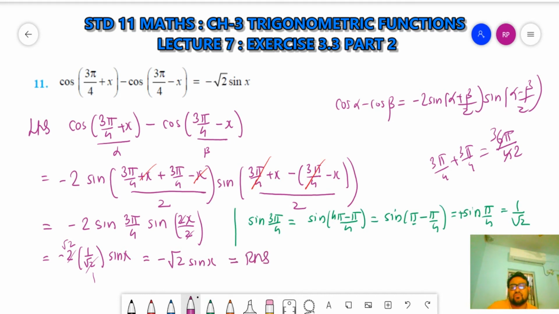RHS. Okay, what did I use? I used the formula C minus C, that is minus 2SS. Then I got 3 pi by 4, so I found the value of sine 3 pi by 4, which is equal to plus 1 by root 2. Finally, I got the RHS. Yeah, so this was question number 11. Okay, so just note it down.